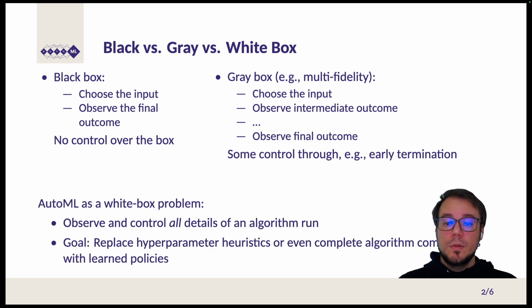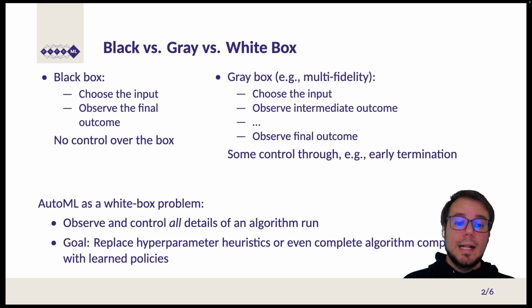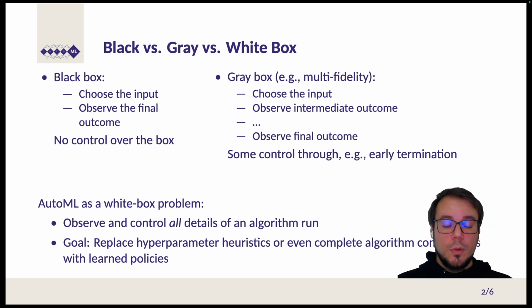However, in the white box view, which is the approach that we ultimately want for AutoML, we observe and control all details of an algorithm run. Right? So the goal here is really to replace hyperparameter heuristics or even complete algorithm components with a learned policy.